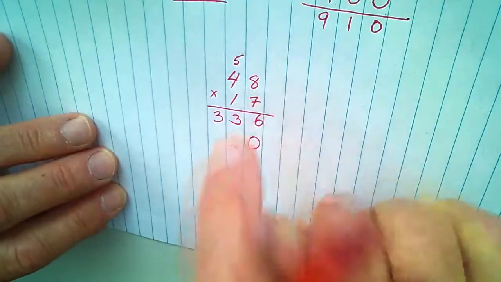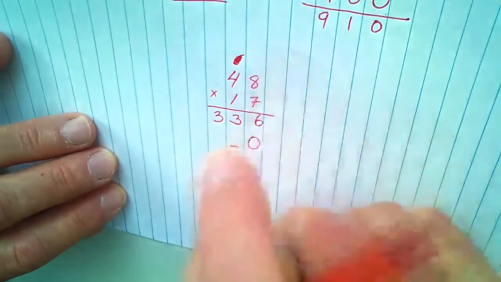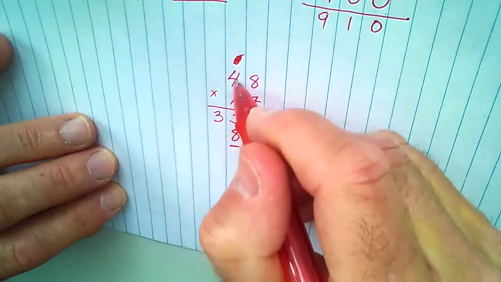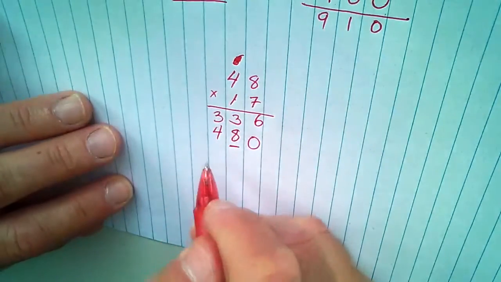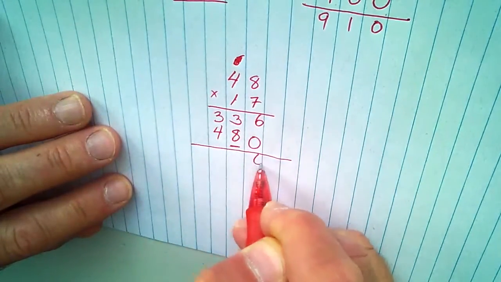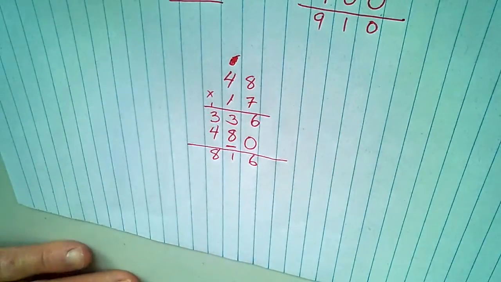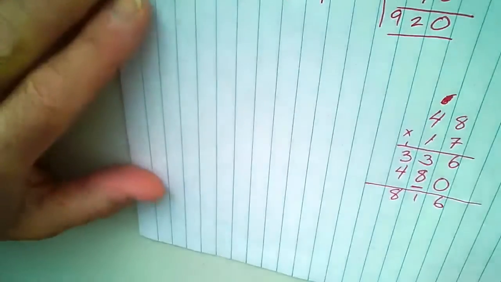1 times 8, so my new question, of course, 1 times 8 gives you 8. 1 times 4 gives you 4. Go ahead and add. 816. Okay, let's do one more before we actually see what's on the homework.